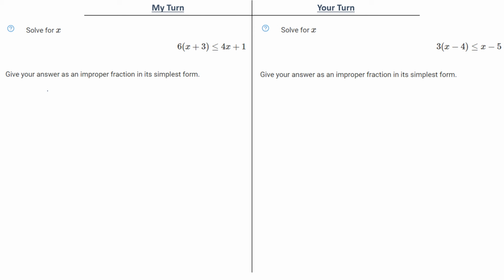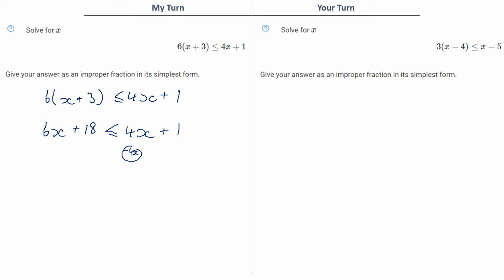So we've got 6 brackets x add 3 less than or equal to 4x add 1. First thing you need to do when you see brackets is expand. So we've got 6x add 18 less than or equal to 4x add 1. So we've got unknowns on both sides. We've got x's on both sides of our inequality sign. So we want to get rid of the smallest x. So we're going to subtract 4x from both sides.